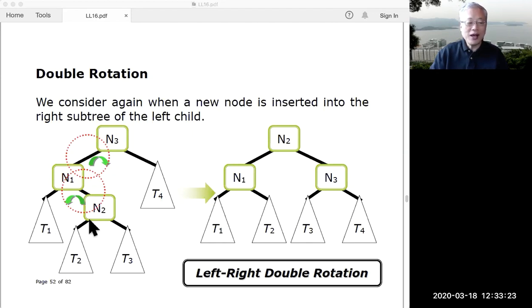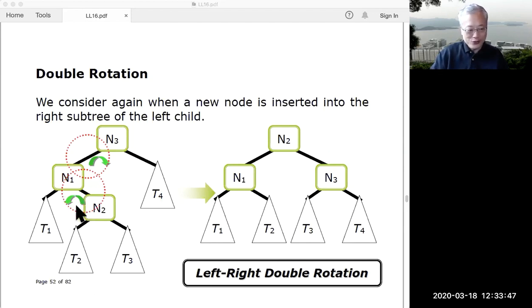So if that happens, what do we do? Now, here is how we do it. We do a left-right double rotation. So it's this, okay? We do a left rotation and then a right rotation. And then the tree will become this one. I'm not sure whether you can see it very clearly, right?